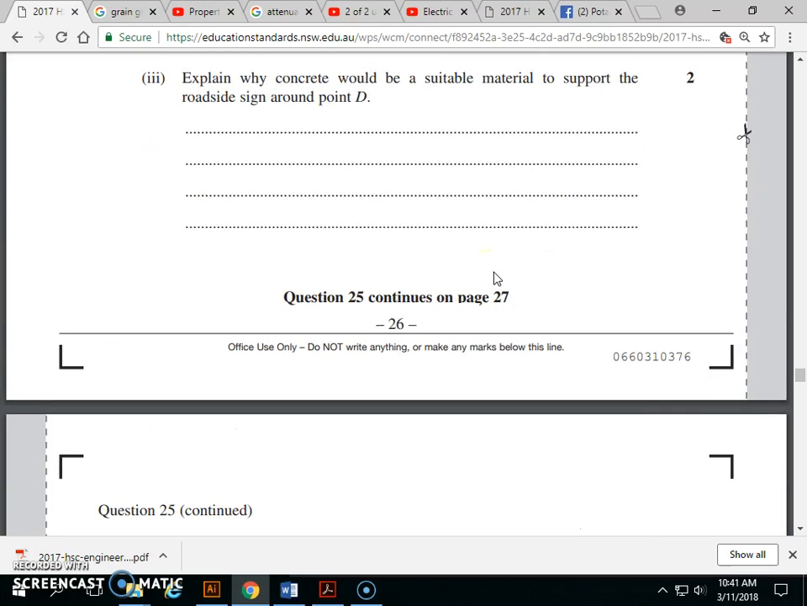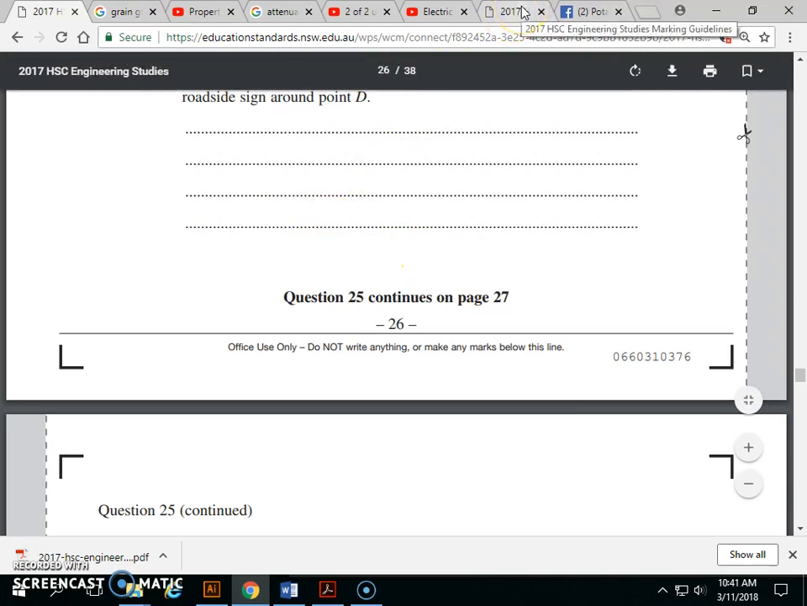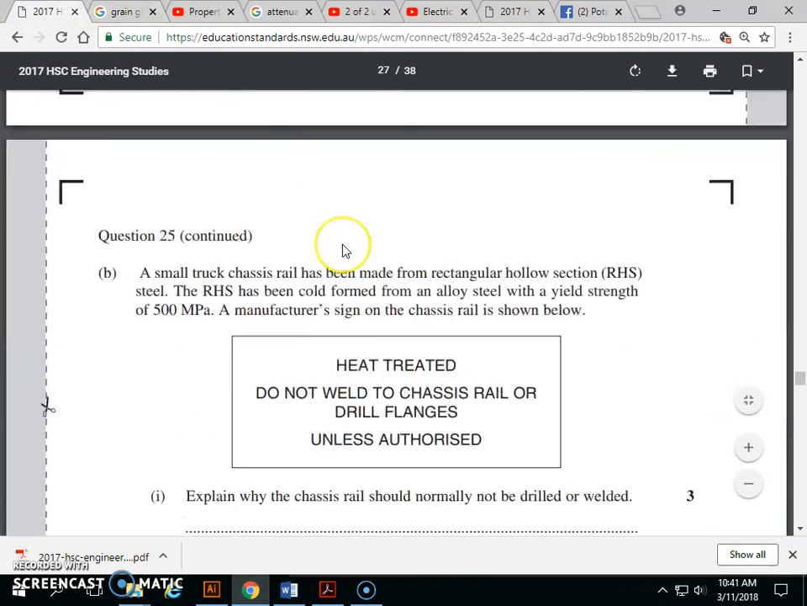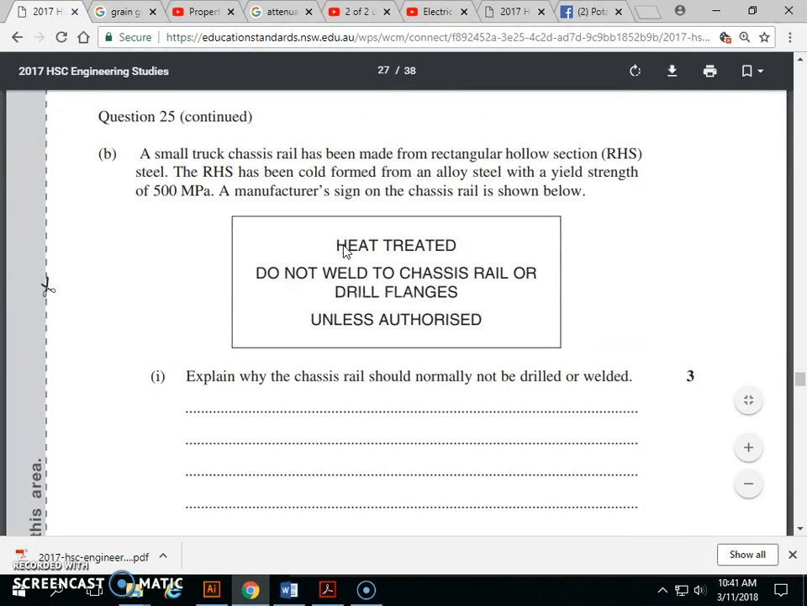Okay, explain why concrete would be a suitable material for the roadside sign. Because it can be set in situ, right? It means we can take it to the location, mix it up, and have it set there. It's also very strong. It's also very durable. That's 3 answers. Explain why. Because it can be cast. I've used the word because. When correctly mixed, easy to place on the right side column. It gives good strength, hardness during curing. Cures, resists weathering. I said all those things. Good. Let's move on.